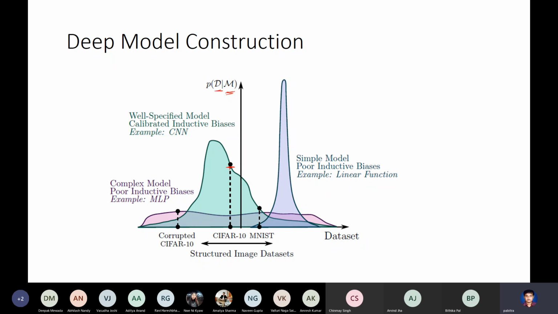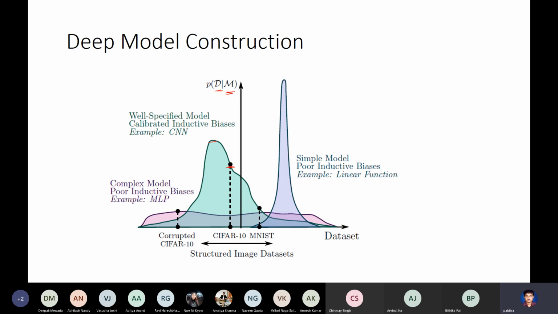So suppose I fix your model to be this green thing. CIFAR 10 gives me this likelihood. Maybe there is some other data which gives me a different likelihood. So your model is probably best for this data, not so good for this data, and not at all good for this data. So each of these curves, this green, pink, and blue curve, gives you one particular model M.